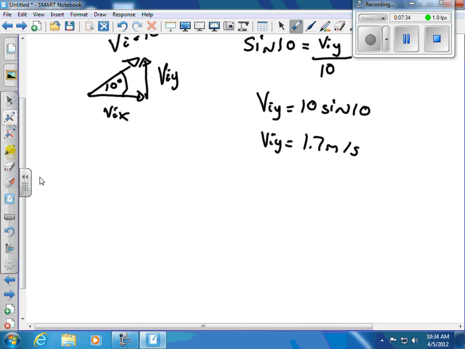It's 1.7. Now let's look in the x direction. Cos 10 degrees is velocity initial x over 10, and velocity initial x is 10 cos 10 degrees. You have to do that each time. Before, when we were first year, we just skipped that. It helps you, it should help.